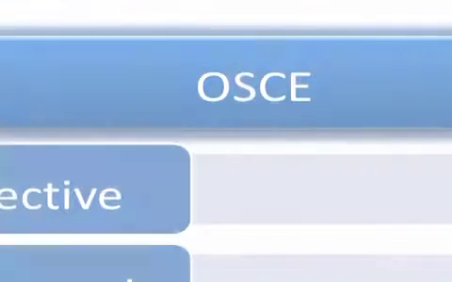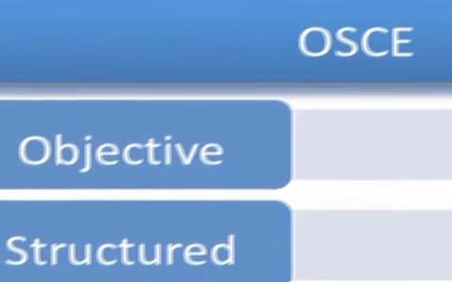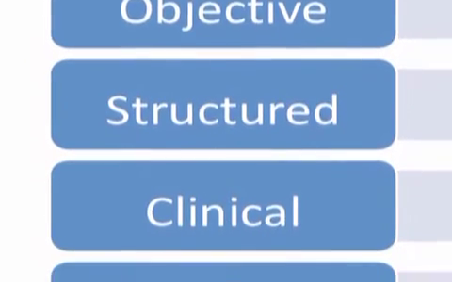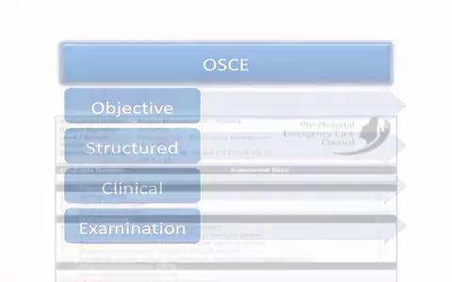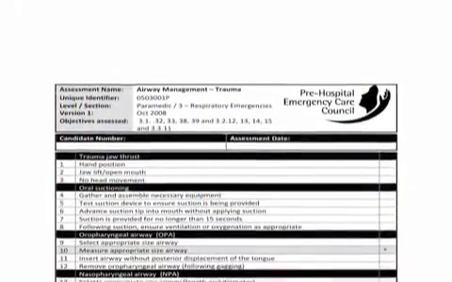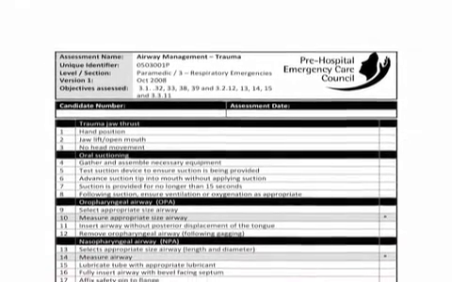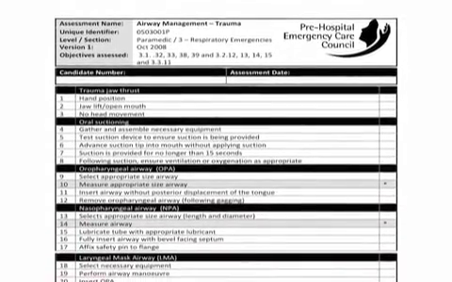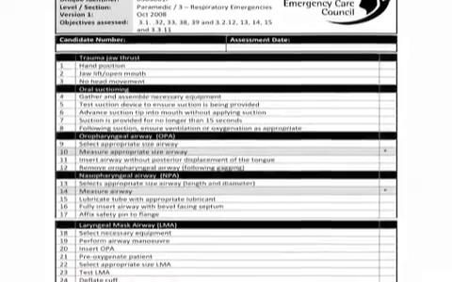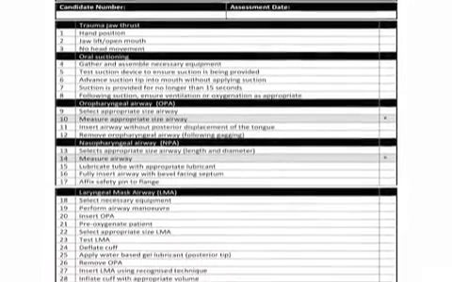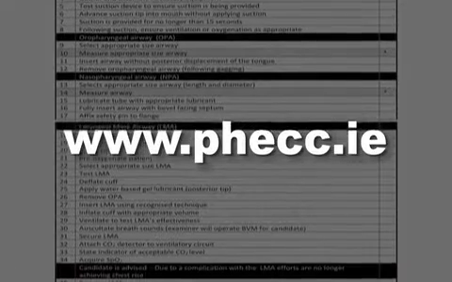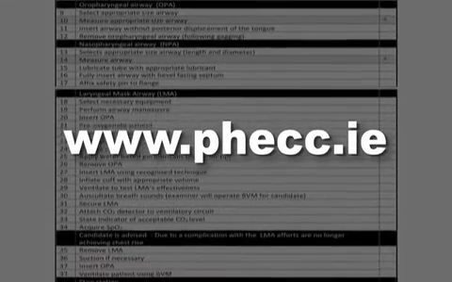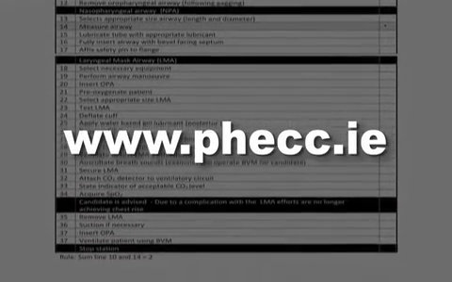Objective Structured Clinical Examination, or OSCE, involves the examination of skills in a predetermined and controlled situation. An assessment sheet is utilised that breaks the skills being assessed into constituent elements. OSCE station assessment sheets are available on the PHECC website to guide candidates through the assessment process. Go to www.phecc.ie. Assessment sheets will not be changed within 60 days of an examination.